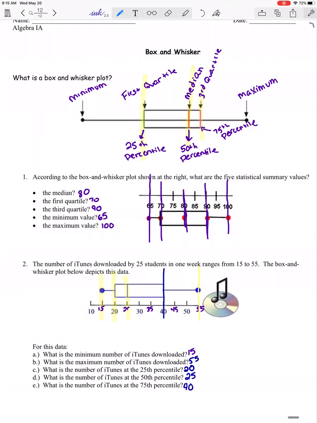So I don't think this is too bad. So today we are just going to be identifying the parts of the box and whisker, and tomorrow you're going to be creating your own box and whisker plot.